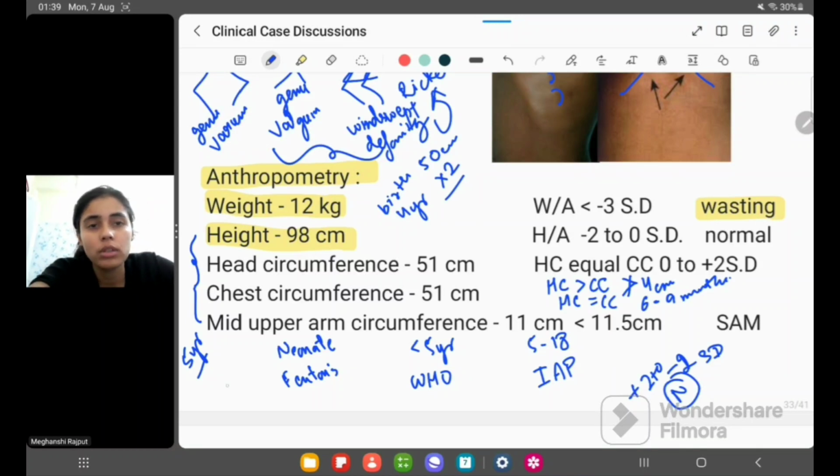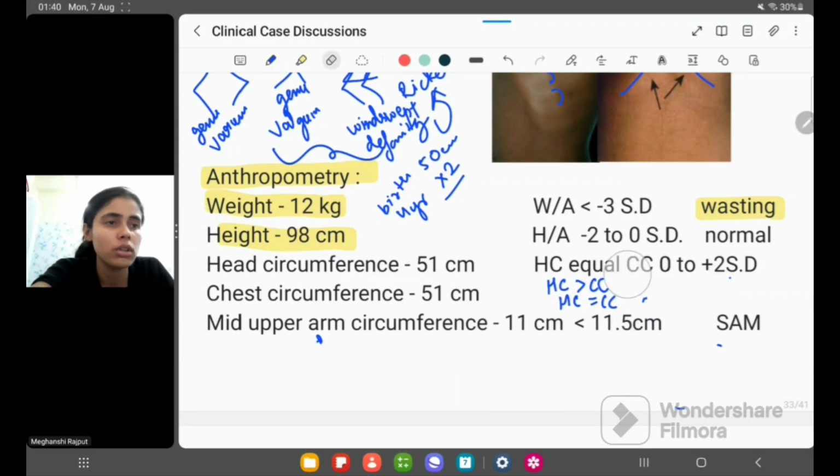If the mid upper arm circumference is less than 12.5, it is considered malnutrition, and it could be moderate or severe. If it is less than 11.5, it is severe acute malnutrition. So we have interpreted it to be a case of severe acute malnutrition. Now, how do we calculate the mid upper arm circumference?